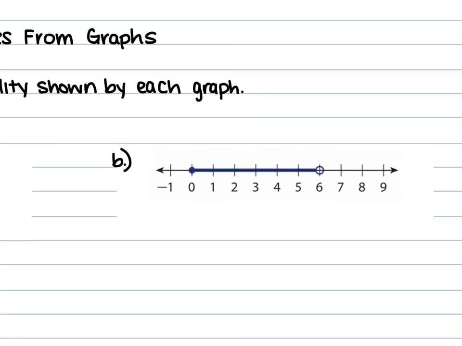For B, we have a 0 and a 6. The 0 is equal to, and that line points to the right, so our sign's going to point to the right. Put the x in there. For the 6, that's open, so it's not going to be equal to. Our line points to the left there, so our sign's going to point to the left. Add the x in. Because these two lines connect, this is an and statement.